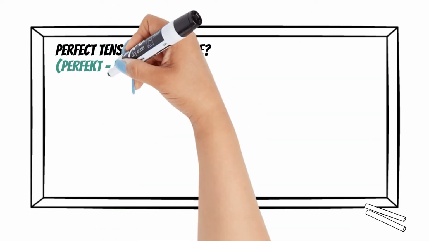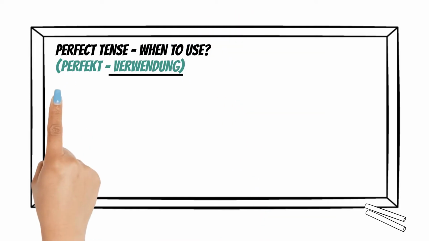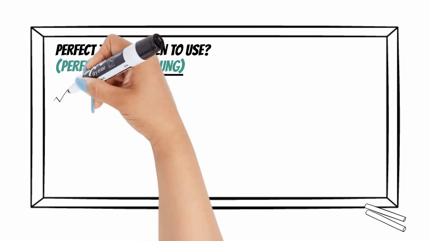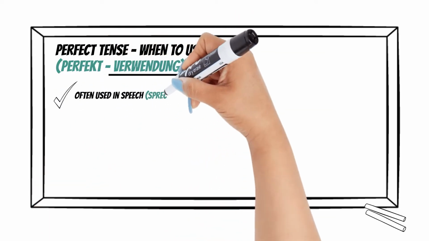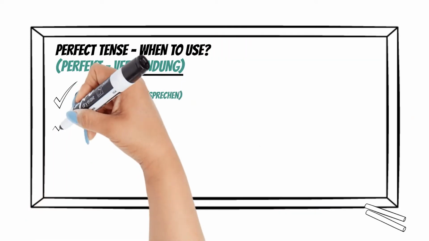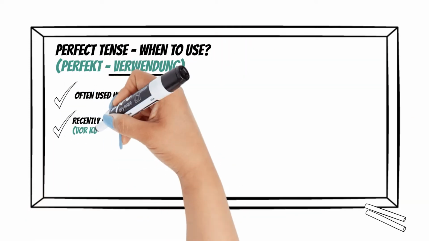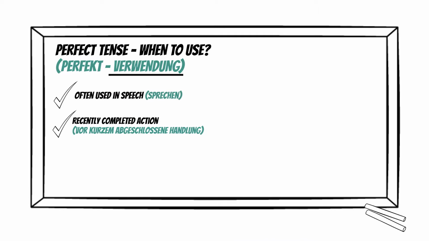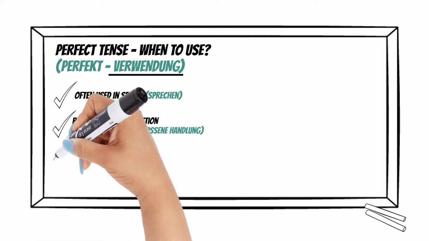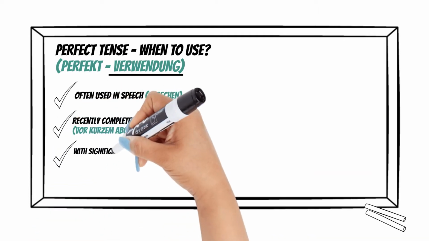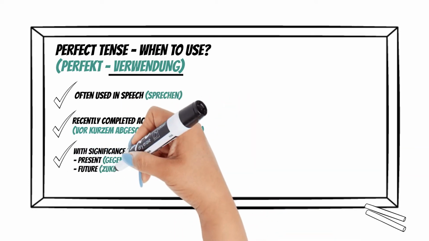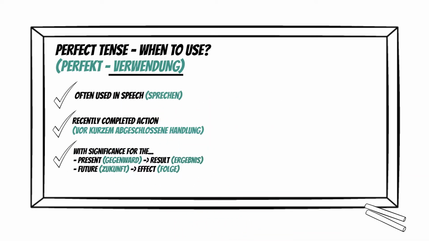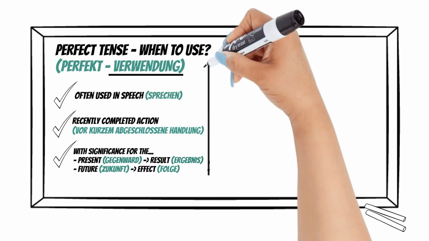But first of all, when to use the perfect tense? Verwendung. First fact, it's often used in speech, in contrary to the written language. Additionally, the perfect tense expresses a recently completed action, vor kurzem abgeschlossen. And finally, this action has usually a significance for the present or even affects the future.